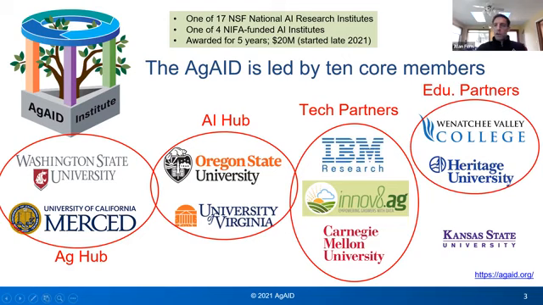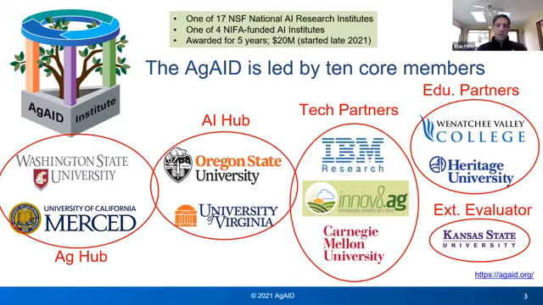For outreach and education, we've got a community college and a university. These are largely served by Hispanic and Native American individuals. So this is a big part of our outreach. And our evaluator is Kansas State University. You have to have an external evaluator. So this is the main team.